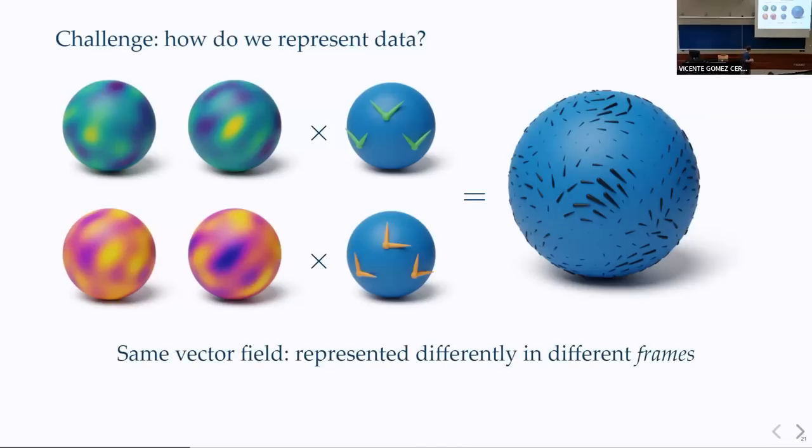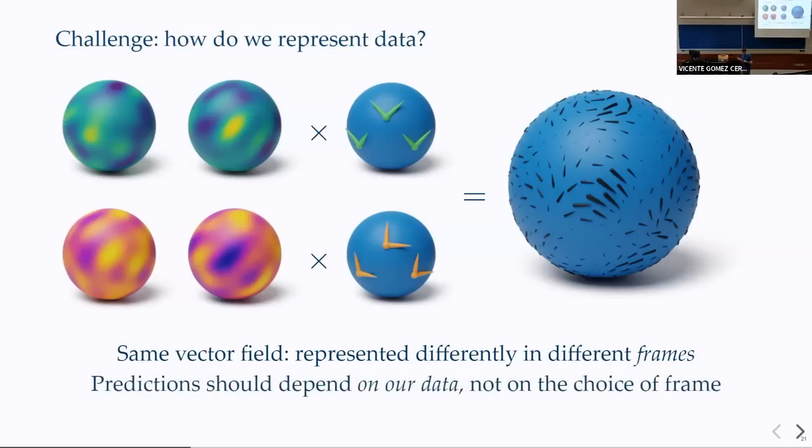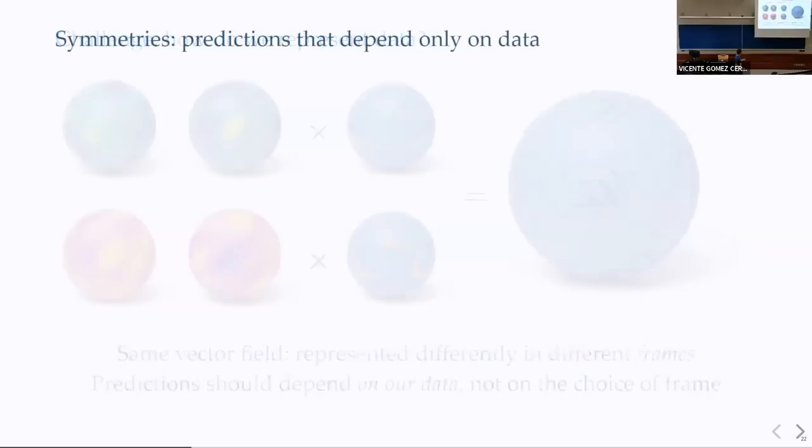And so what that means is that you have a choice of how to represent things. If you're doing predictions with vector fields on the sphere, it had better be the case that your model doesn't depend on which of these choices you make. I'll tell you algebraically what that looks like. Again, the predictions should depend on our data, not on arbitrary numerical representation choices like the choice of frame.